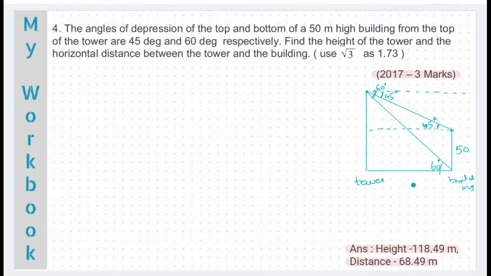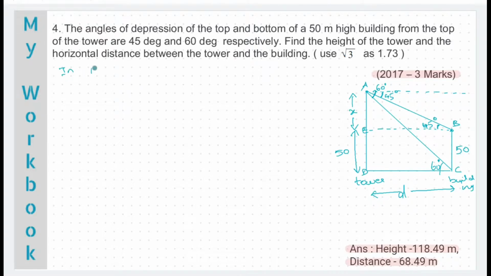So let's first assume that this small height here to be x, and we already know that this height is same as the height of the building, which is 50 meters. So we need to find x plus 50, which will give us the height of the tower, and also the length of this distance between the tower and the building. Let's mark it as d. So we need to find x plus 50 and d.